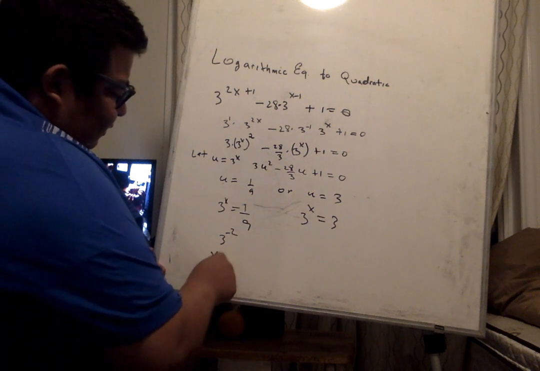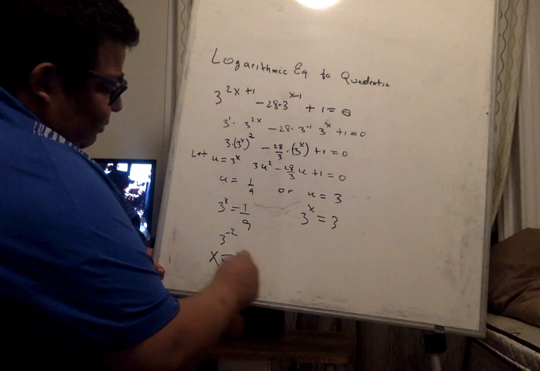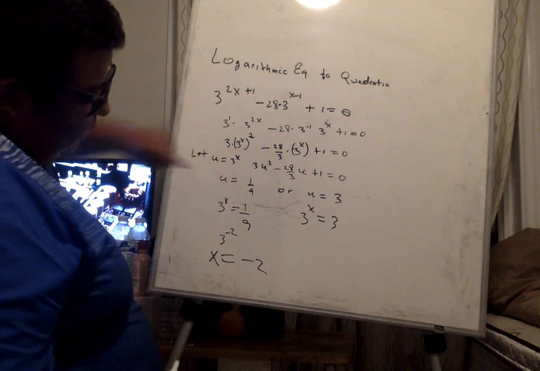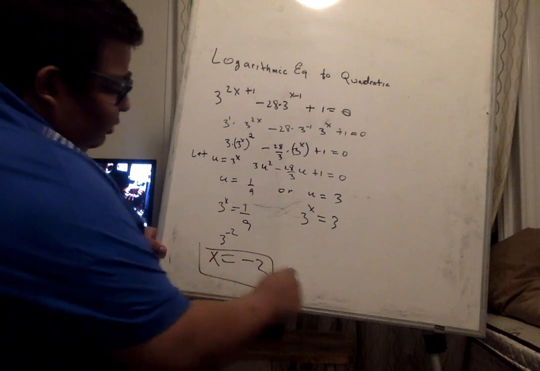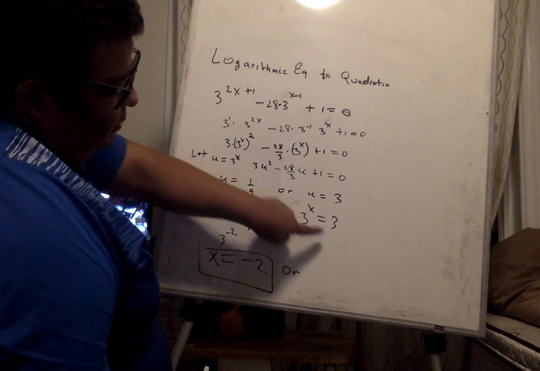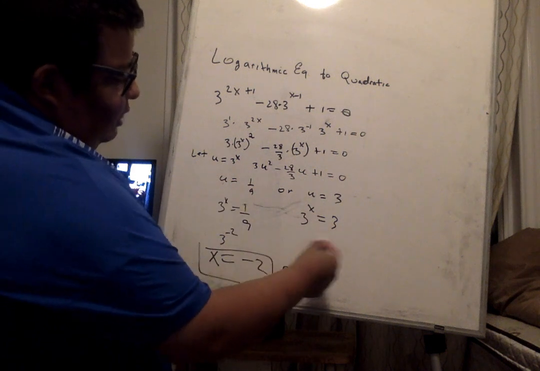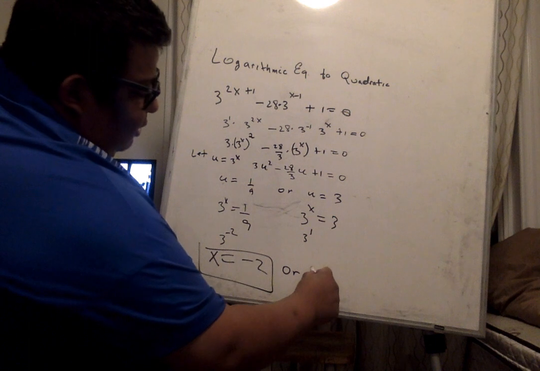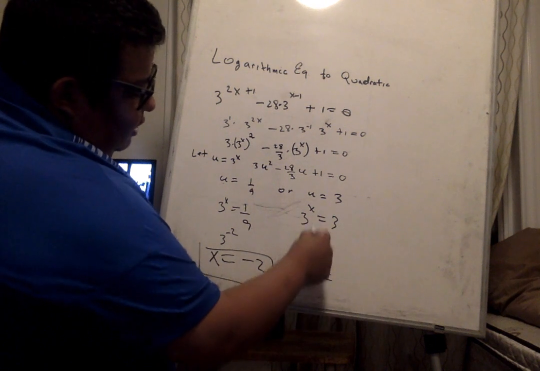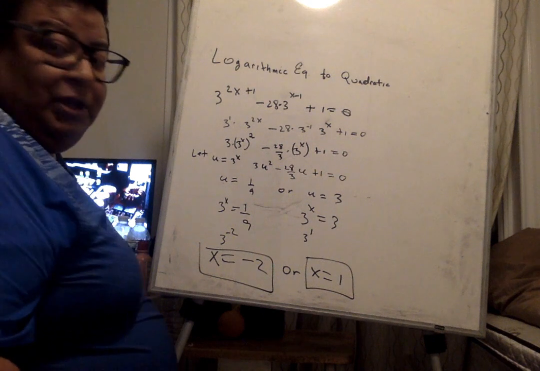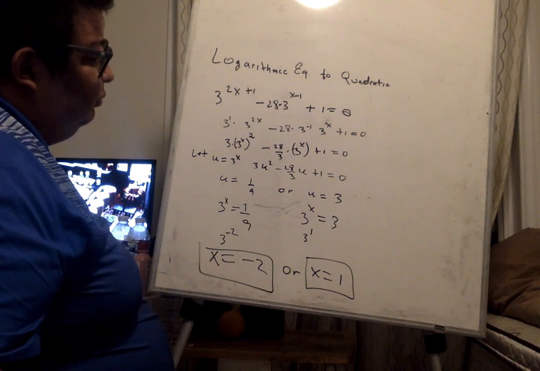So x, the first solution, is going to be negative 2. Notice, if I plug in negative 2 here, I get 1 over 9. So that's the first solution. Or, 3 raised to what power gives me 3? Just 1, right? 3 to the 1 is just 3. So x equals 1. And that's how you solve this equation. Thank you very much.